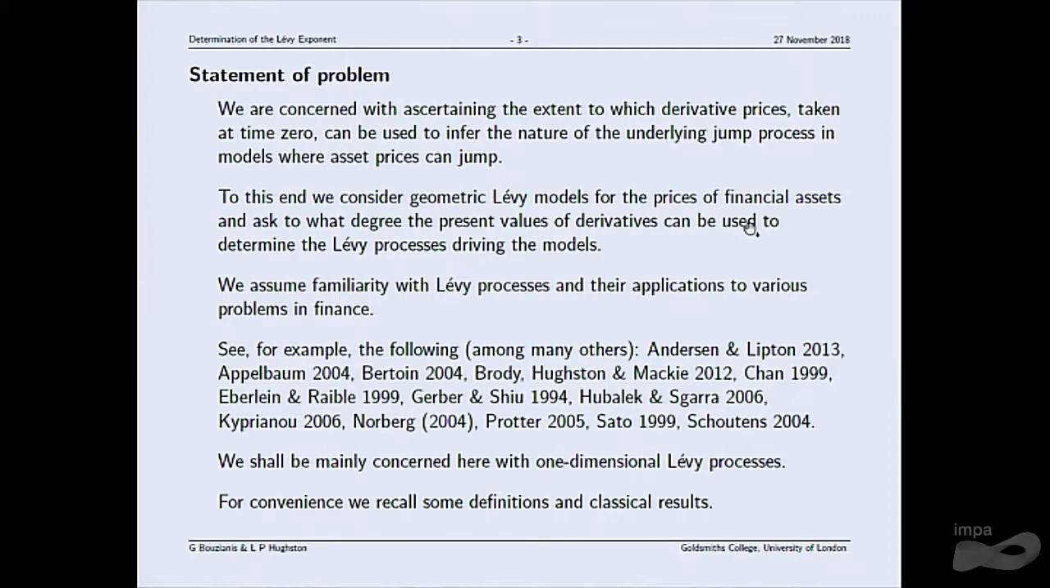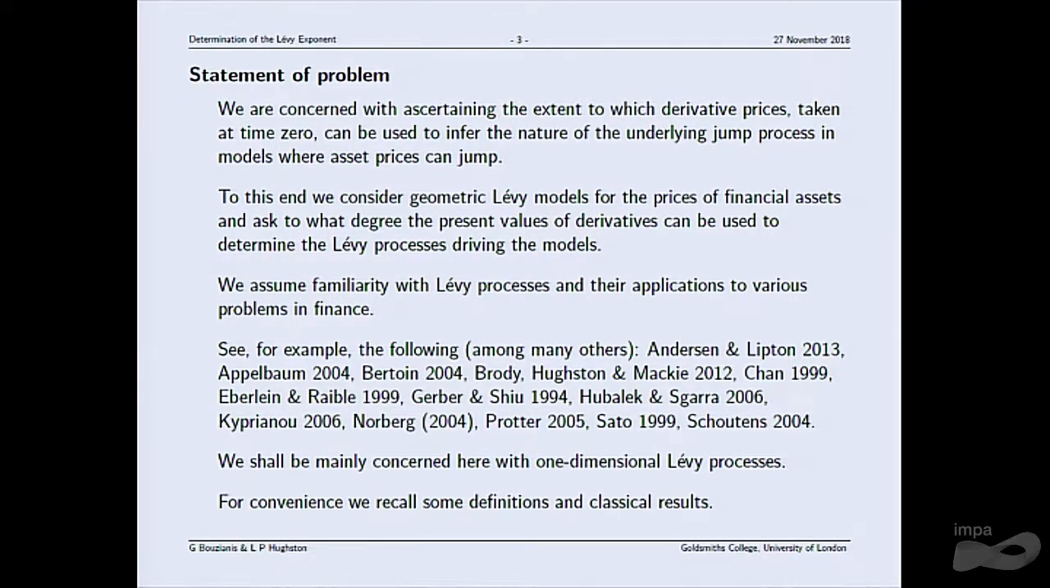So in general terms, we're concerned with the extent to which derivative prices, when they're taken at some initial time 0, can be used to infer the nature of the jump process when we're looking at models where asset prices can jump. And to this end, we'll look at a specific problem, namely we'll consider geometric Levy models for assets and ask to what degree or extent the present values of derivatives can be used to infer the Levy processes driving the models. So in what follows, I'll assume familiarity with Levy processes and their applications.